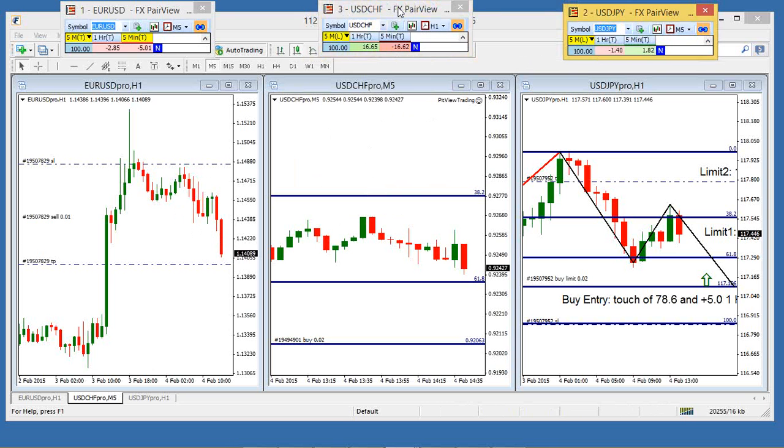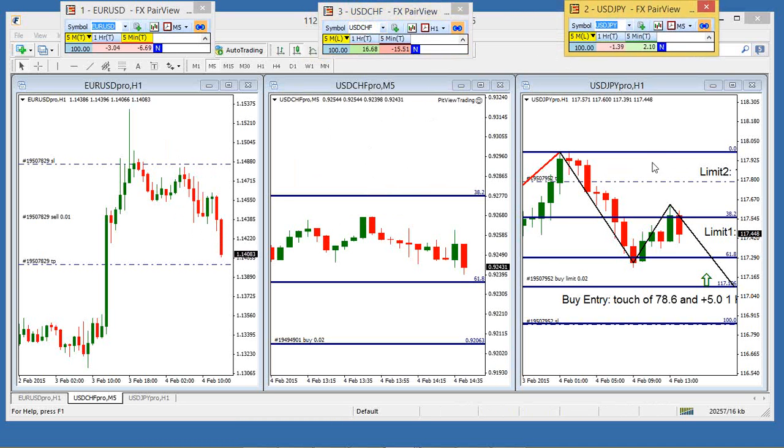Let me switch gears here. Let's see. I am in euro dollar. I'm not in dollar yen yet. So let me kind of switch things around in here. We'll keep an eye on dollar yen. I really do like it if that comes down to 78.6.